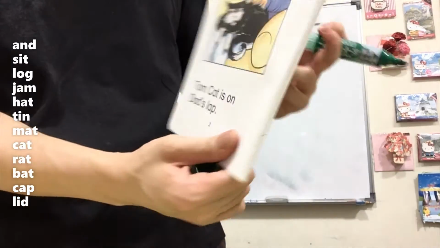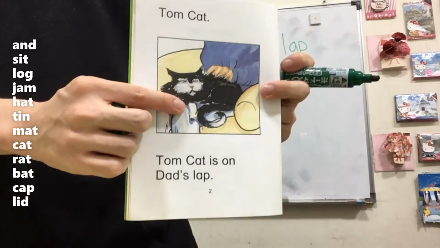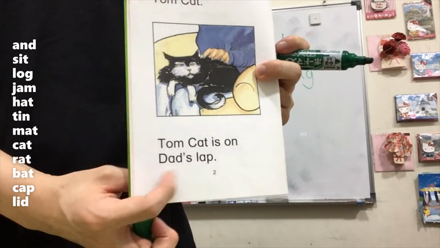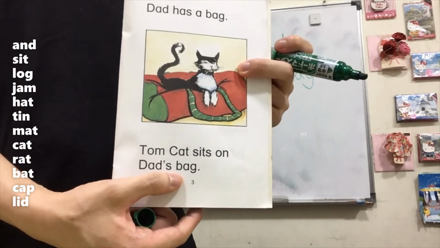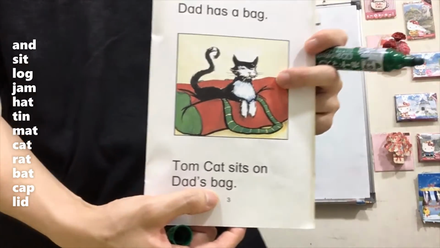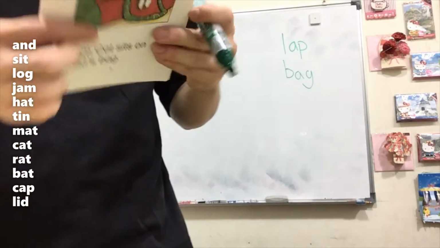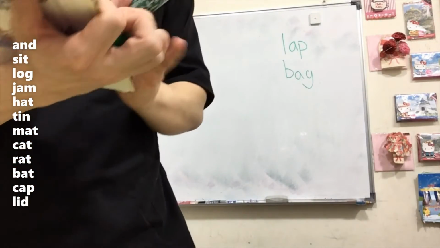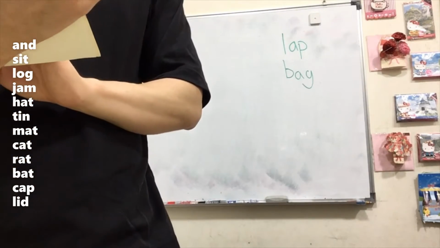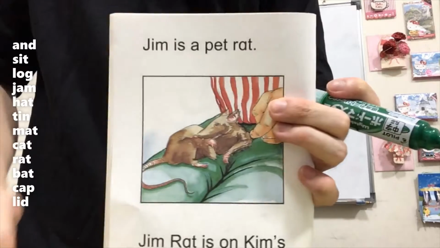So previously, the cat was sitting on Dad's lap. Now the cat is sitting on Dad's bag. Now we move on to the next page. Now we move on to Jim.